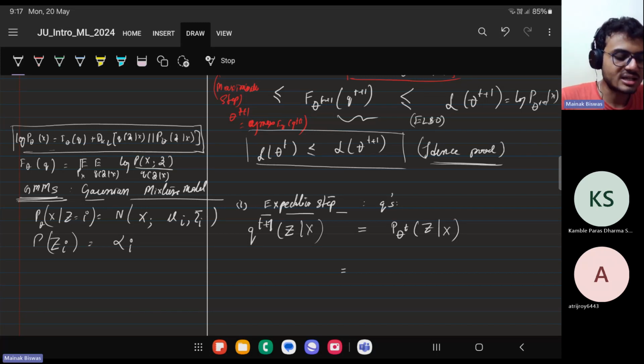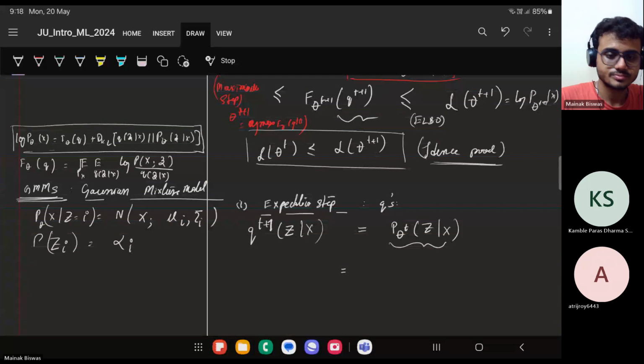So how do I get q of t plus 1? I will have a closed form. Can you tell me how do I get it? I don't know p theta t of z given x, the posterior, but I know the conditional distributions, right? What should I do? Am I audible?